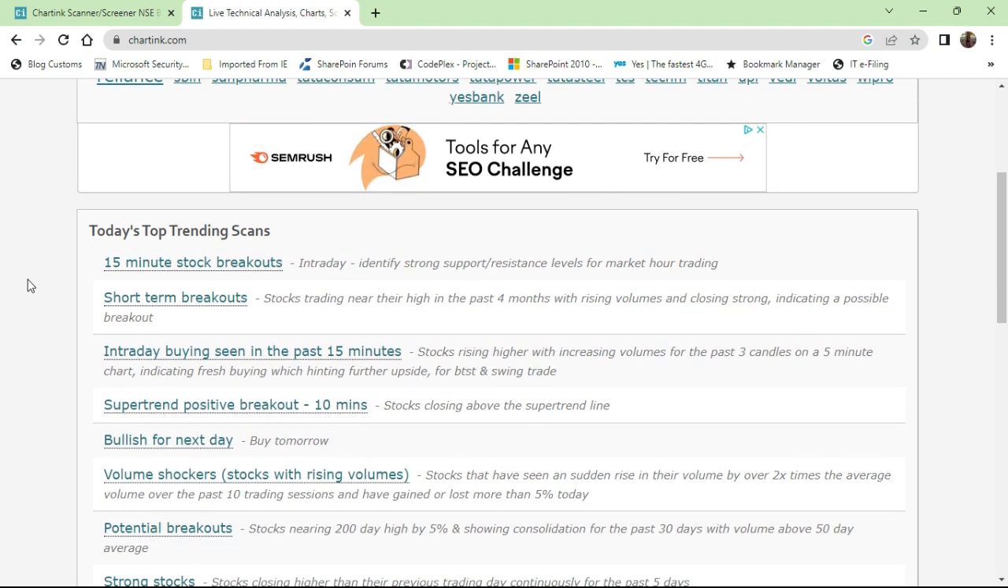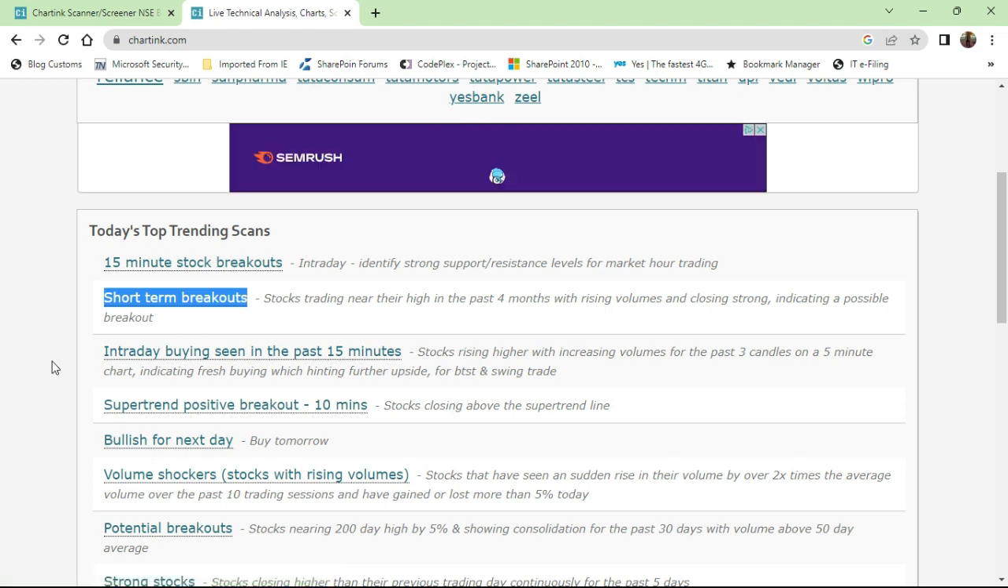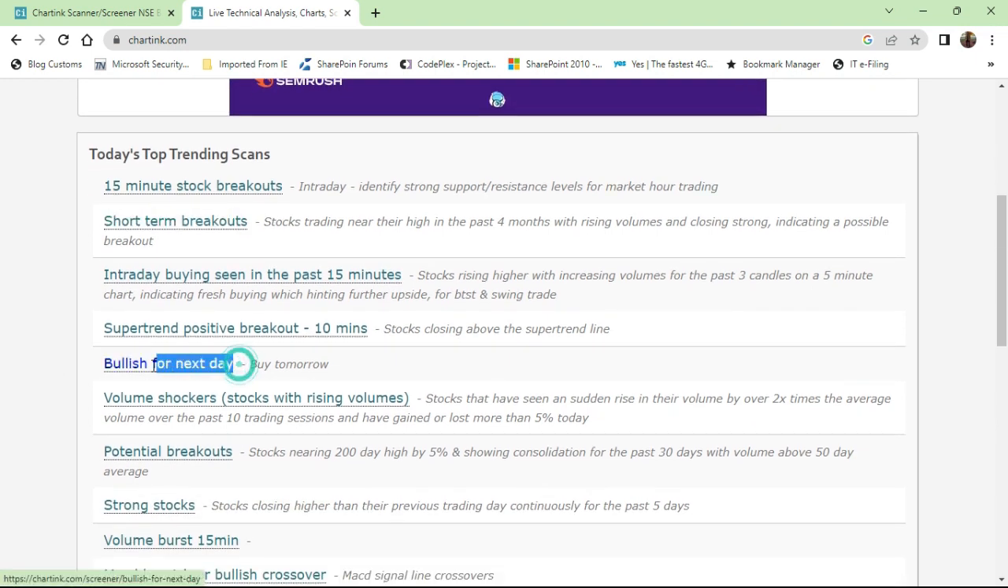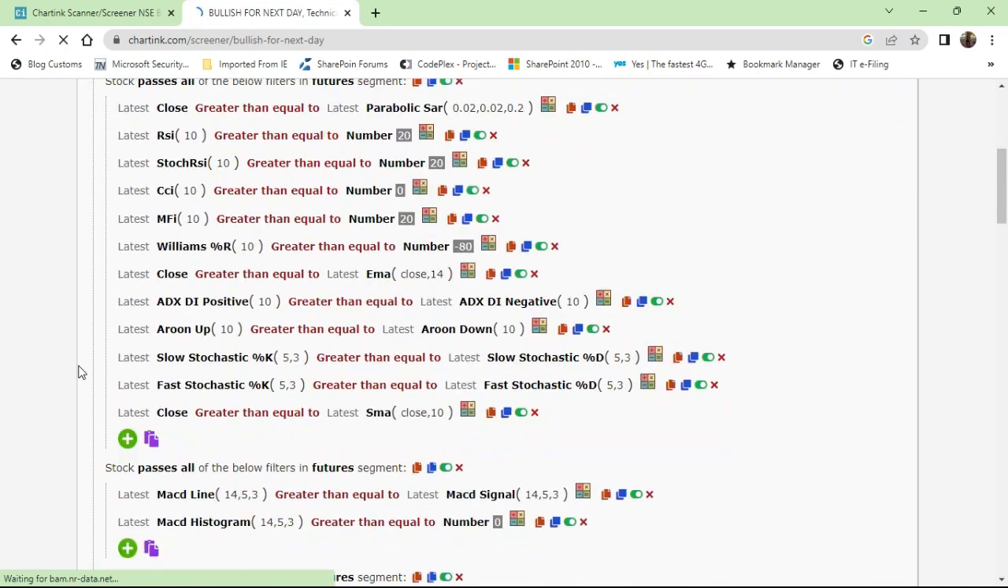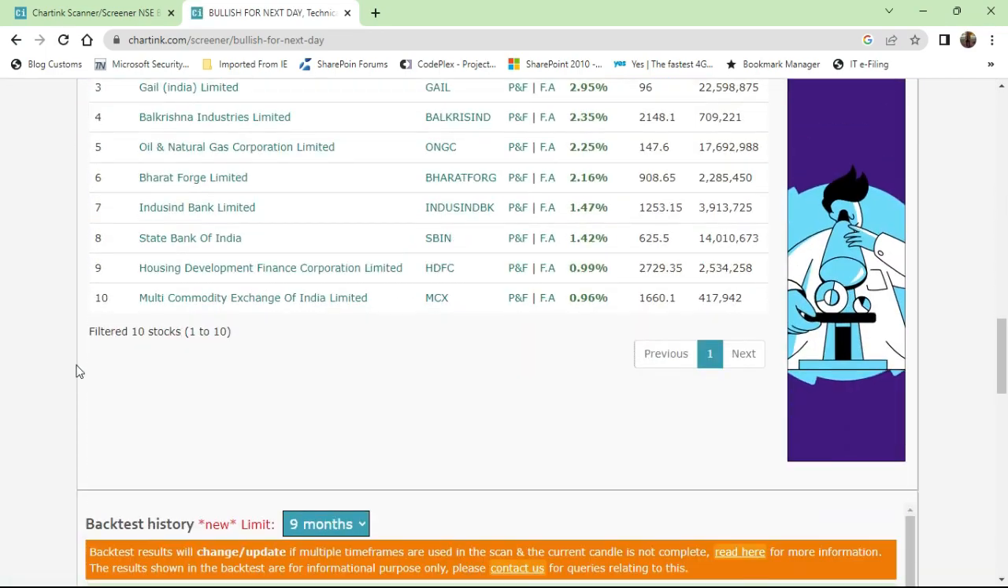See, for example, this scan is for 15 minute stock breakout. This is useful for the guys who are doing intraday. This scan is for short term breakouts, meaning it could be within 3 months or within 6 months. This scan is for the next day bullish, whichever stocks are going to be bullish tomorrow, meaning they're going to give you good profits tomorrow. If you click this scan, you will be able to find all the stocks which are related to this scanner.